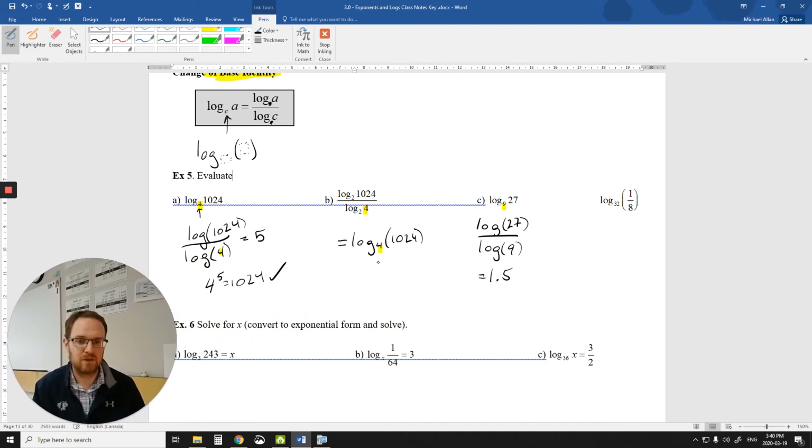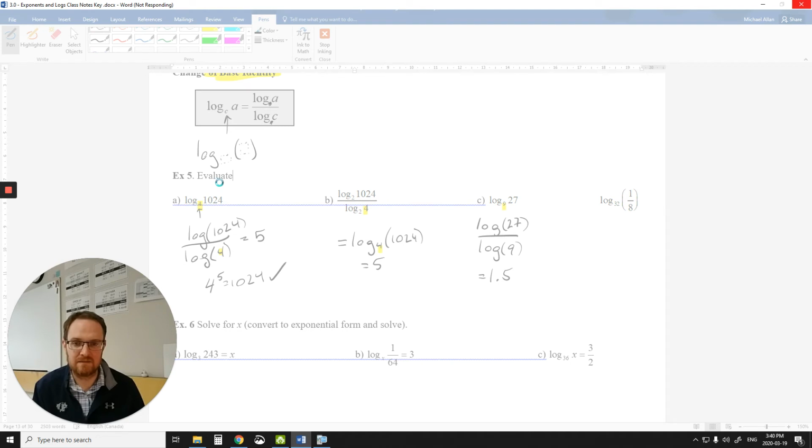We didn't answer this one over here. I should probably put an answer here. The reason I'm putting answers here is because it says evaluate in this little spot.